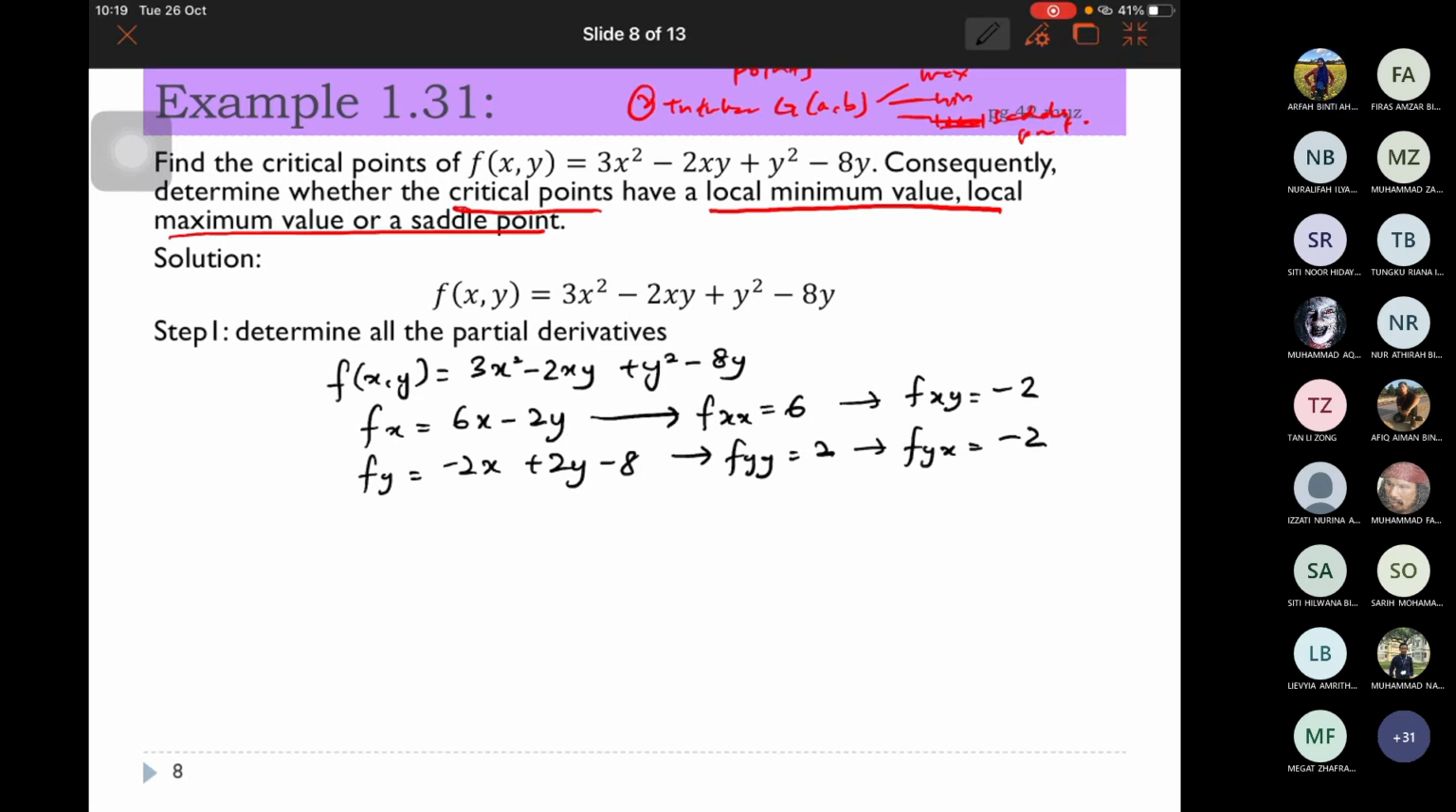So from here, dapatkan dia punya critical point. So the next one is obtain the critical points. Dapatkan dia punya critical points. Macam mana kita nak dapatkan the critical point?